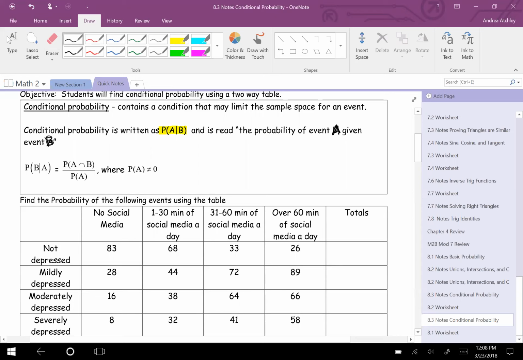So basically, it's assuming that event B already happened. I'm only looking at event B stuff, and then what's the probability of A?